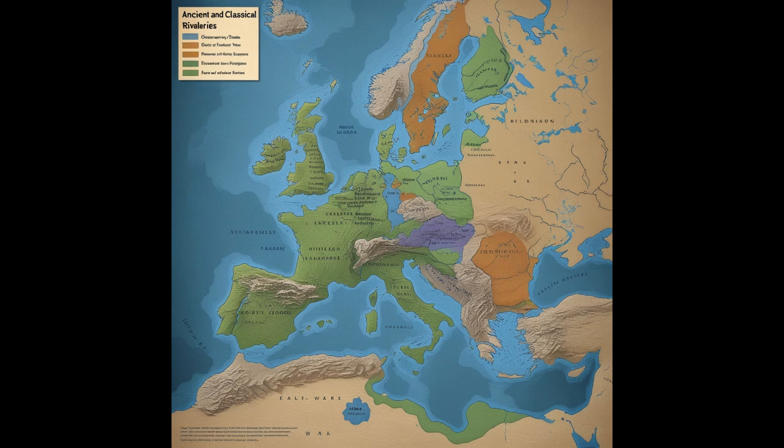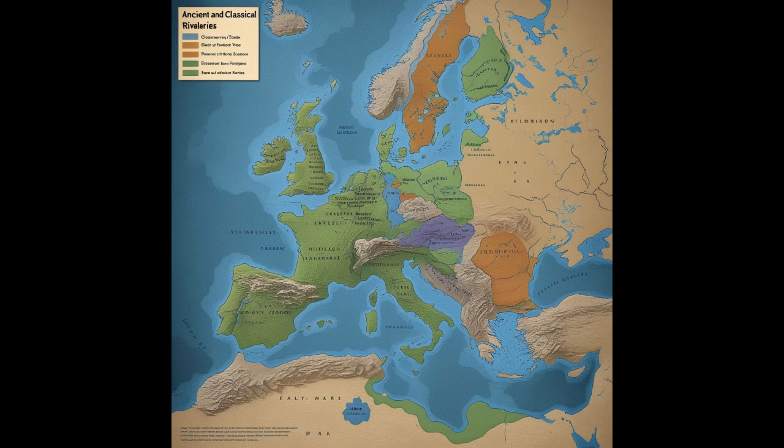Rome and Carthage, 264 to 146 BCE. Rivalry. Rome versus Carthage during the Punic Wars. The rivalry was based on territorial expansion, trade dominance, and strategic interests. Diplomacy. While the Romans initially attempted diplomatic solutions, the rivalry eventually escalated into full-scale war. Diplomacy was a tool used to manage early tensions, but ultimately military dominance prevailed.